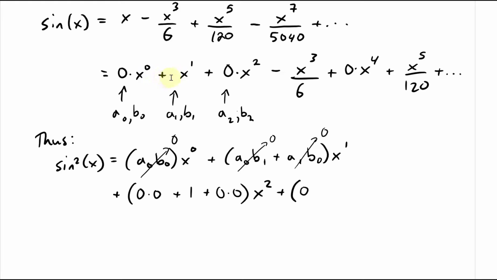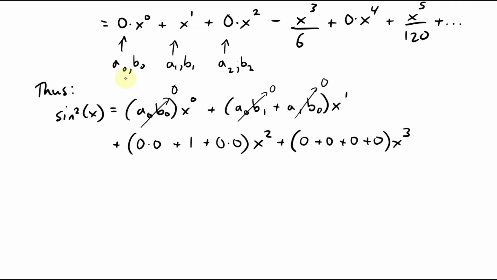Next one's going to be a1 is 1, times b2, which is 0. So let's put this as 0. And then the next one's a2 is 0, times b1, which is 1, but again a2 is 0, so this would be 0. Then lastly, a3 is negative 1 over 6, but b0 is 0. And this is the x cubed, so that's why this one vanishes.